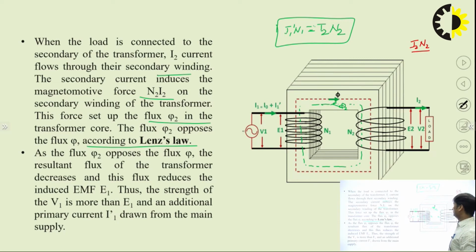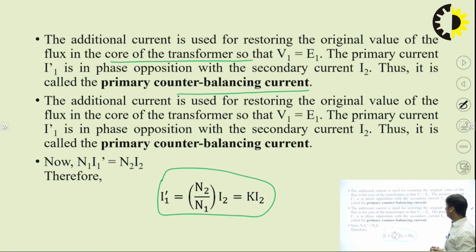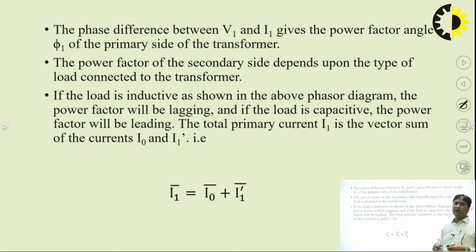Now, the phase difference between V1 and I1: we can calculate I1, which will be equal to the phasor sum of I0 and I1 dash. I0 means the no load component. So the phase difference between V1 and I1 gives the power factor angle phi 1 of the primary side of the transformer. Since V1 and I1 are known, it gives you the power factor of the transformer on the primary side.